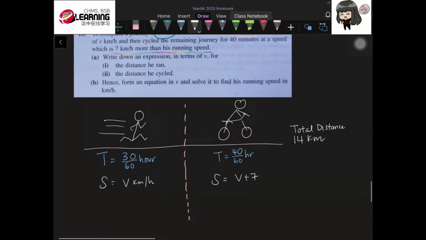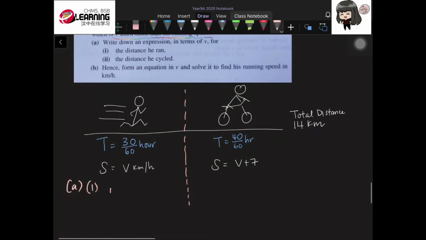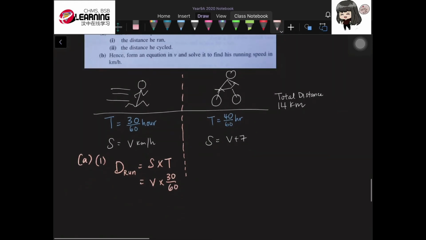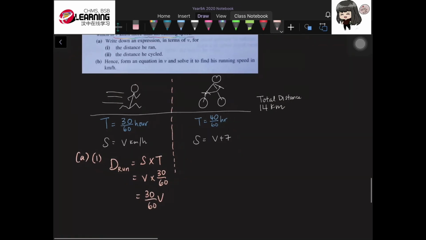Right? Okay, so A, part 1. Write down an expression in terms of v for the distance he ran. So we need to find out the distance he ran. Distance for him to run, or distance he ran, is speed times time. Speed is v, the time is 30 over 60 hour, so it's 30 over 60 v, or if we simplify it, it will become 1 over 2 v.